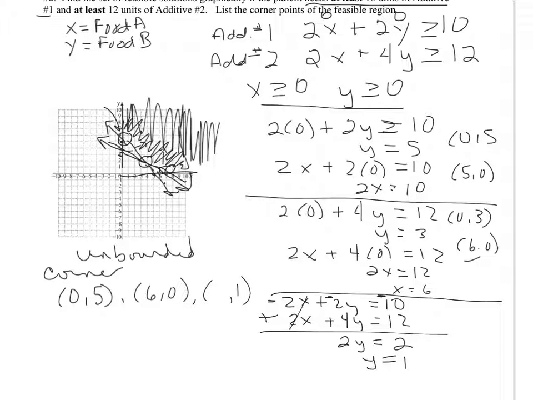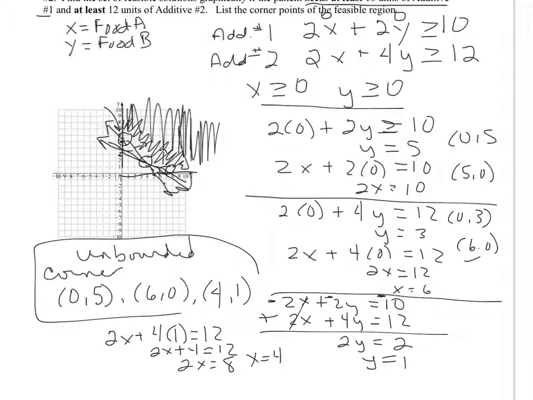To get the x-coordinate, choose one of these equations and plug back in. So if I were to take 2x plus 4 times 1 equals 12, I'll have 2x plus 4 equals 12. 2x would equal 8, and that means x is going to equal 4. So the ordered pair 4, 1 is the other corner in this graph.